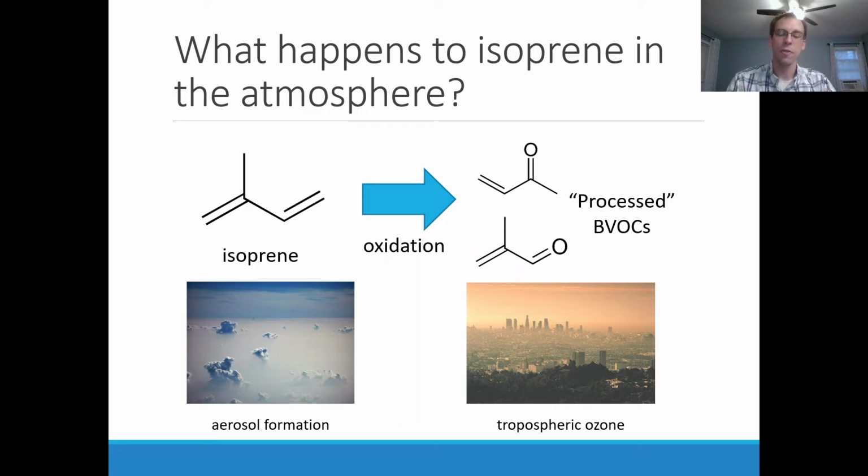And the presence of ozone in the troposphere is bad. It's a component of smog. It's a pollutant. We like it in the stratosphere, but not in the troposphere. So those are a couple of reasons why we're interested in studying isoprene in the atmosphere.